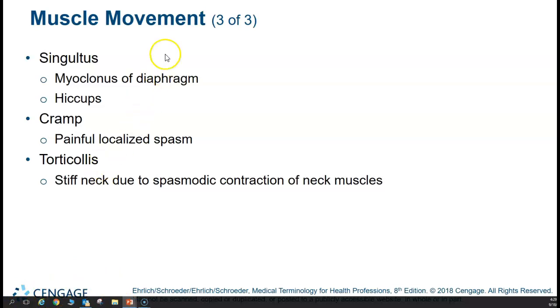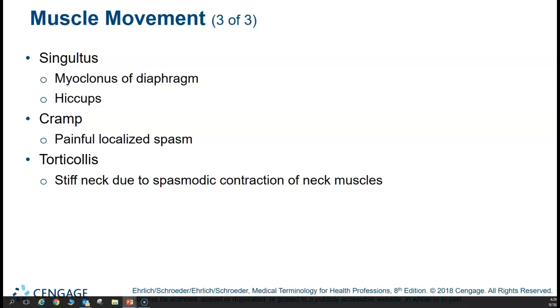Singultus is actually a spasm of the diaphragm. That's the medical term for a hiccup. A cramp, we know, is a painful spasm in the leg. What we have to do is get up and walk away, or walk around to try to walk it off.